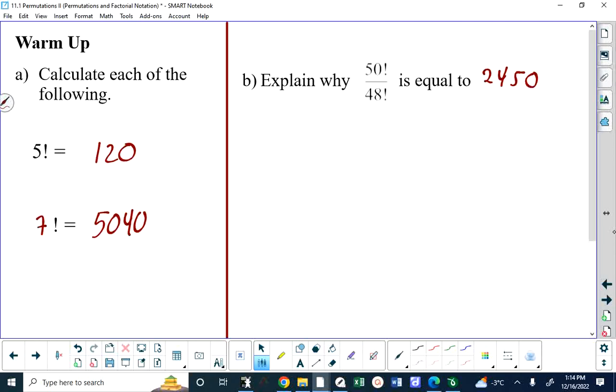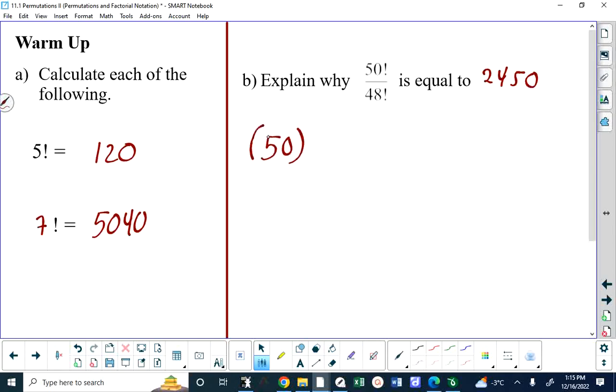I would like you to figure out, I just want to give you a minute to ponder this. Why is 50 factorial over 48 factorial equal to 2450? In other words, is there a way I could figure out it's equal to 2450 without using my factorial key and without actually figuring out what 50 factorial is? 50 factorial is 50 times 49 times 48, and since 48 factorial is on the bottom, all the things cancel. Right. This is going to be a very important idea in a second.